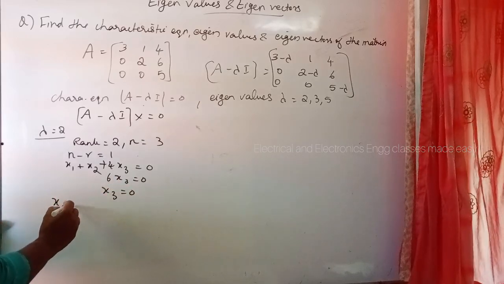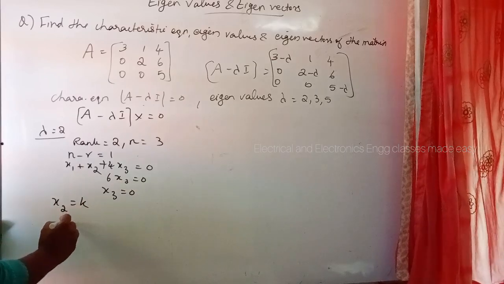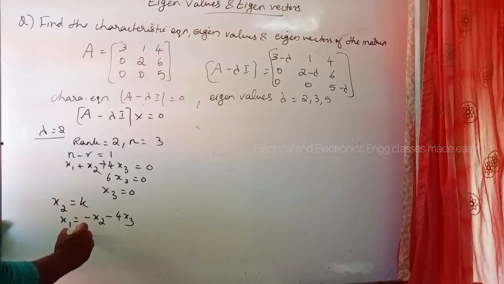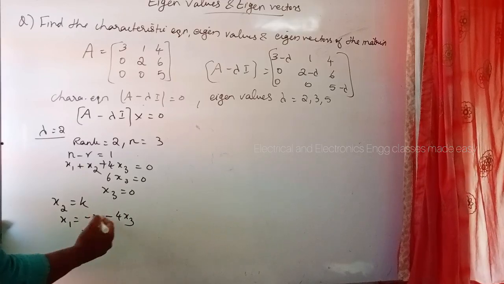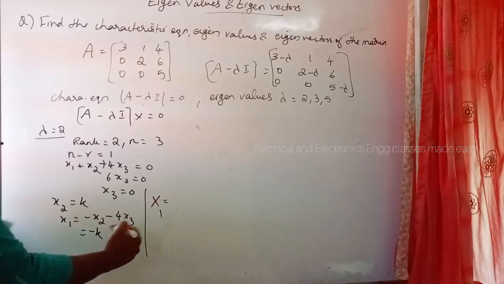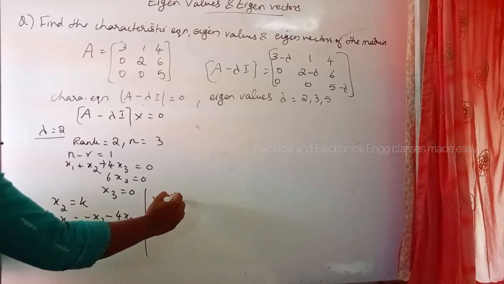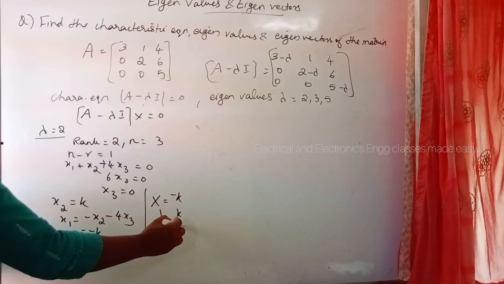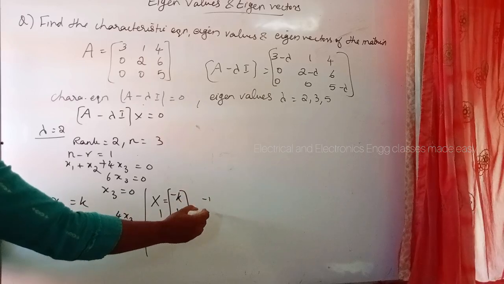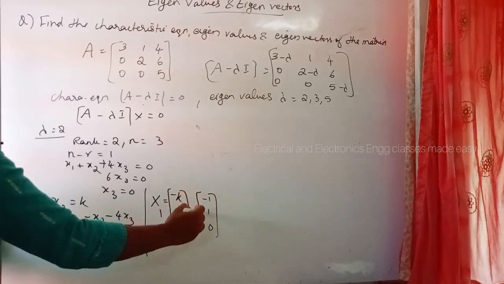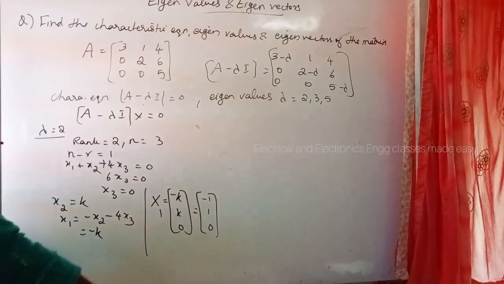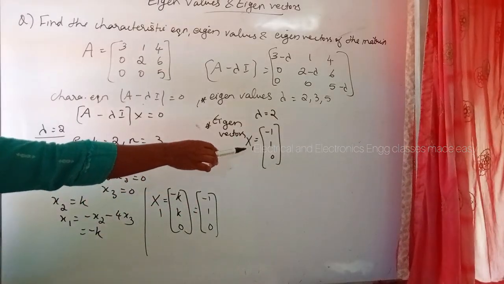Then let us assume x2 equal to k. Then we will get x1 equal to minus x2 minus 4x3, that is minus k. So the eigenvector x1 is minus k, k, 0. So if k is equal to 1, then we can write minus 1, 1, 0. So the eigenvector corresponding to lambda equal to 2 is x1 equal to minus 1, 1, 0. So eigenvector x1 is equal to this one.